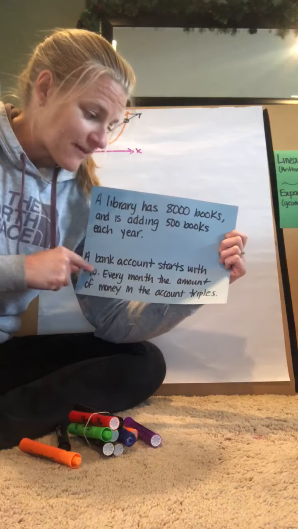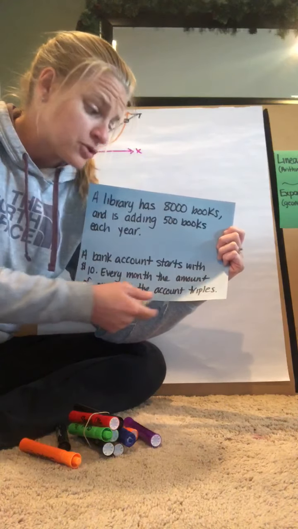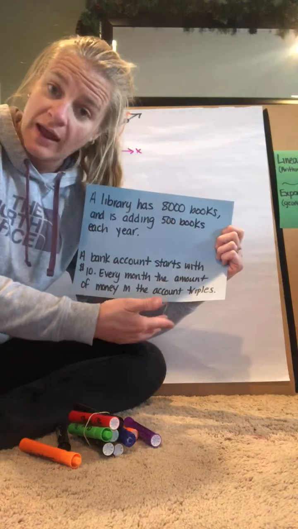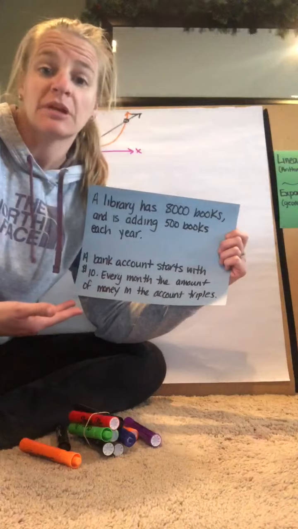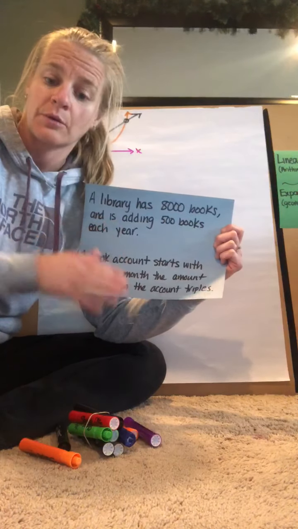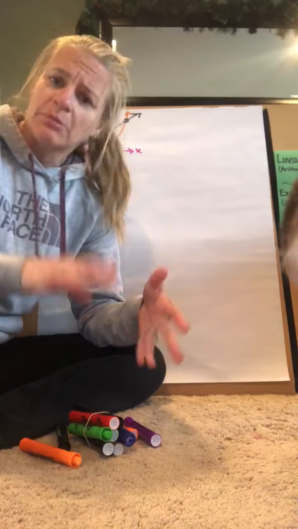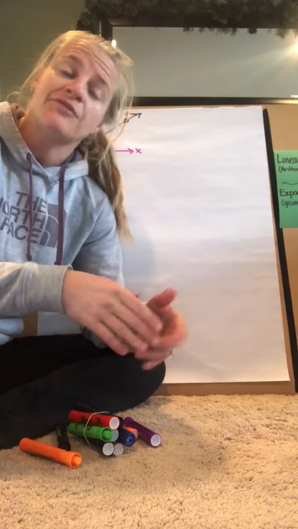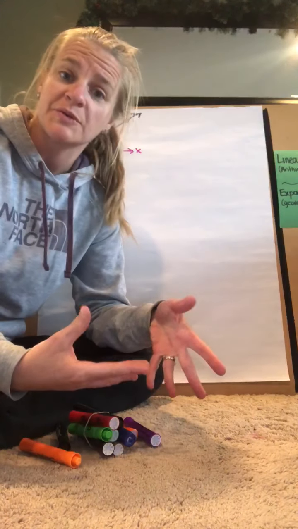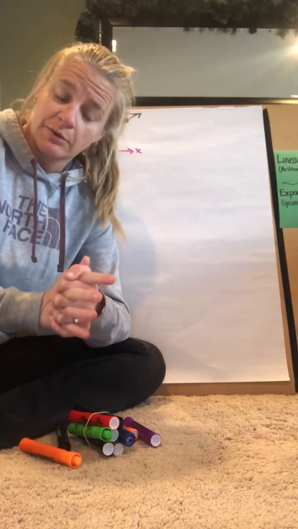Down here where we have a bank account starting with $10, every month the amount triples, okay? Now you're looking at multiplication. This is a geometric or an exponential growth. If you're multiplying, if you're doubling, if you're cutting in half, if you are changing by a certain percent every year, that is an example of exponential, okay?